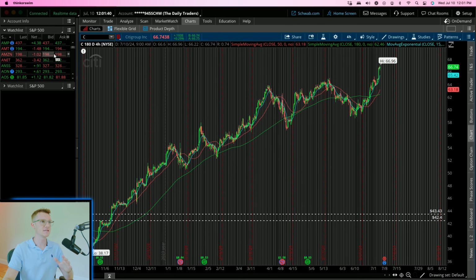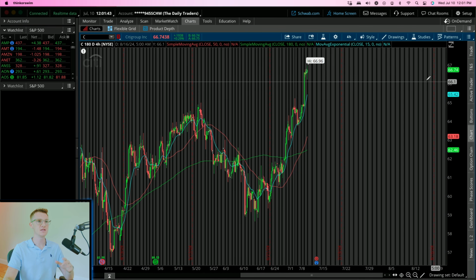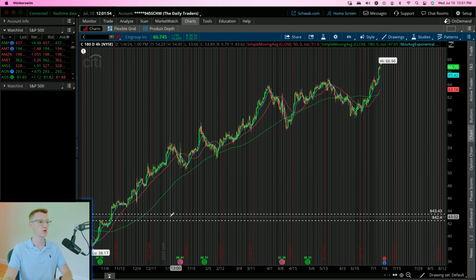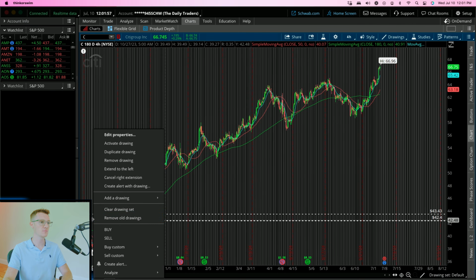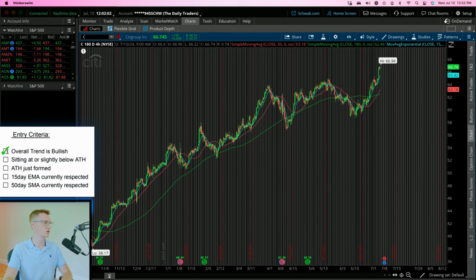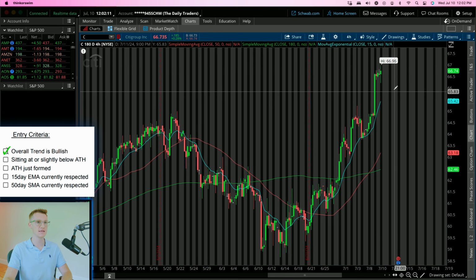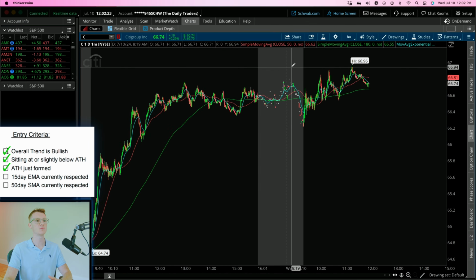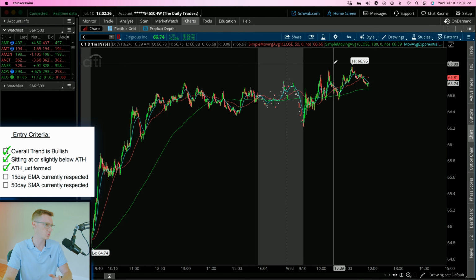All right, I'm liking this stock. Ticker symbol C, you can see, has just formed all-time highs today. Check number one: we want to make sure that the overall trend is bullish. That is our first entry criteria, which means the stock is moving from the bottom left to top right. So, check. Next, we want to see that the stock is sitting at or slightly below all-time highs, which it is, sitting at all-time highs. And preferably, we'd like to see that the all-time high has just been formed, which it just has been today. If we look at a 1 minute, we can see that all-time high was formed about 20 minutes ago.